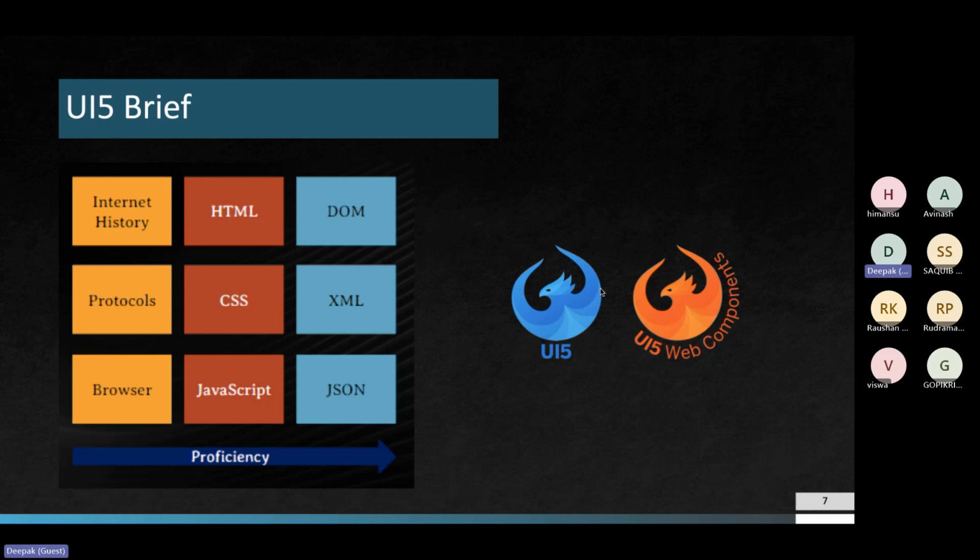Then we have three coding languages: HTML, CSS, JavaScript. And after that, at a lower level, we have DOM, document object manipulation, XML, and JSON. These are some lower level coding technologies that you can get to know if you want to get more into this UI5 session. Okay.